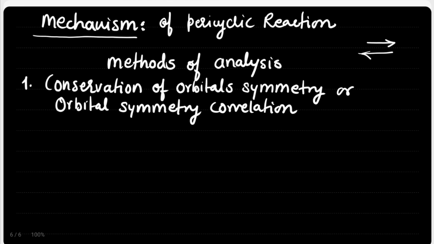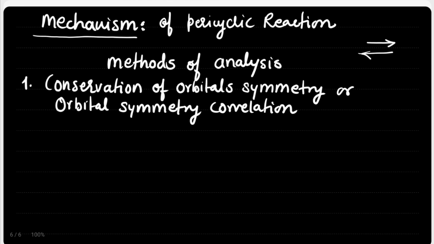So we have to explain the exact mechanism that takes place over here, where whenever there is a ring opening or a ring closing, there should be a conservation of the symmetry of the molecular orbitals. If we change the symmetry of the orbitals, it means that the original molecule will be changed. So in such cases we have to explain the mechanism of how the conservation of orbital symmetry takes place in such reactions.